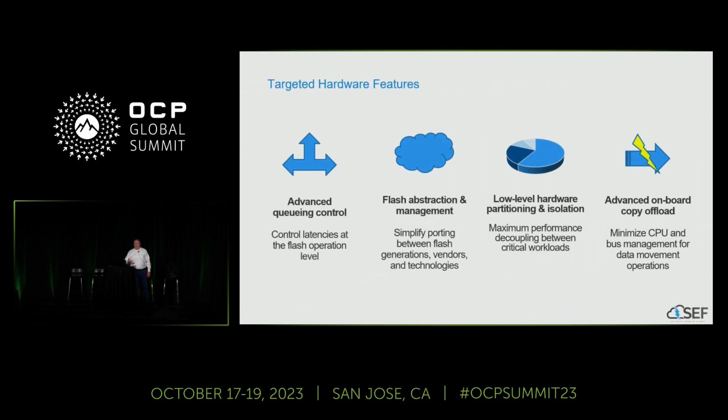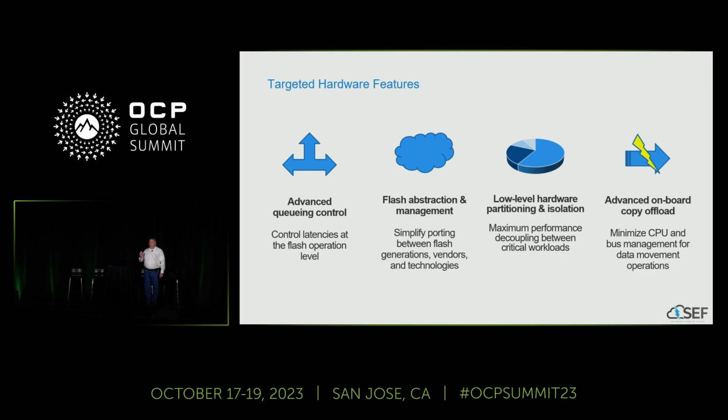So some of the features that exist in the hardware, of course, is advanced queuing control. This gives you the ability to control your latencies all the way down to an individual command layer. The flash abstraction and management, I just mentioned, allows you to move from one vendor to the other, from one flash type to another, from one generation to the other. One of the TCO benefits this is designed for is that as each new flash generation is introduced, the API abstracts that, so you can pick up the newest, next best flash generation from each vendor. You don't have to change your code, you just implement the new drive.